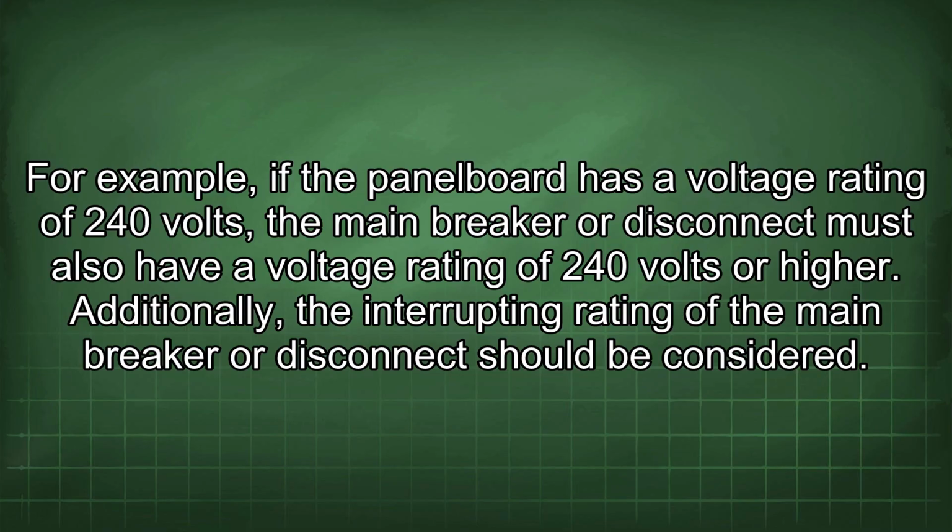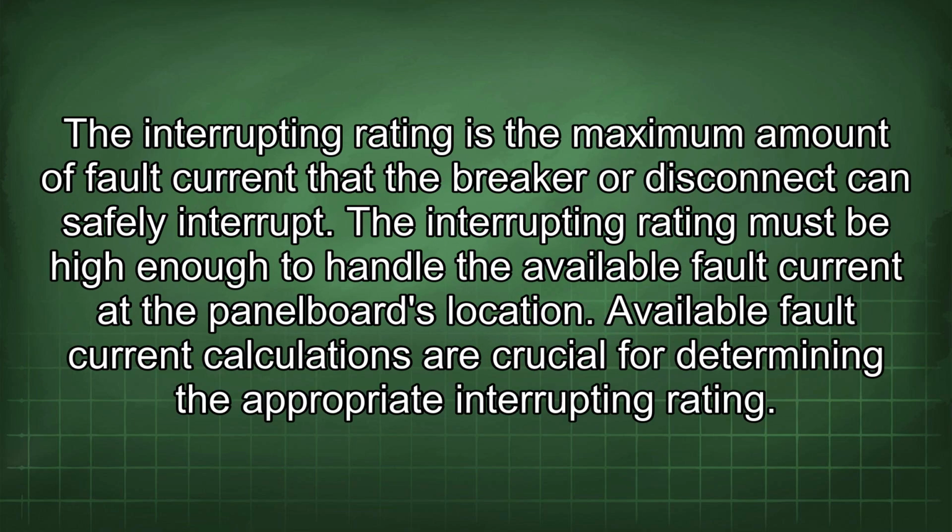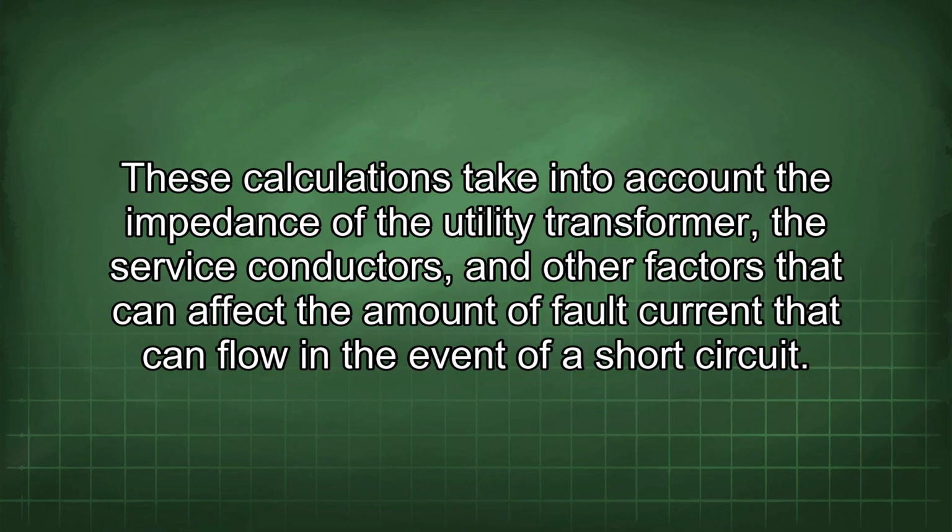Additionally, the interrupting rating of the main breaker or disconnect should be considered. The interrupting rating is the maximum amount of fault current that the breaker or disconnect can safely interrupt. The interrupting rating must be high enough to handle the available fault current at the panel board's location. Available fault current calculations are crucial for determining the appropriate interrupting rating. These calculations take into account the impedance of the utility transformer, the service conductors, and other factors that can affect the amount of fault current that can flow in the event of a short circuit.